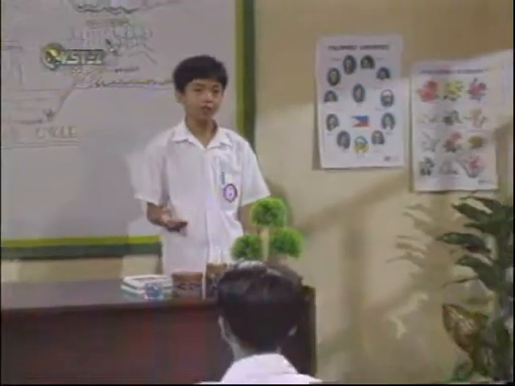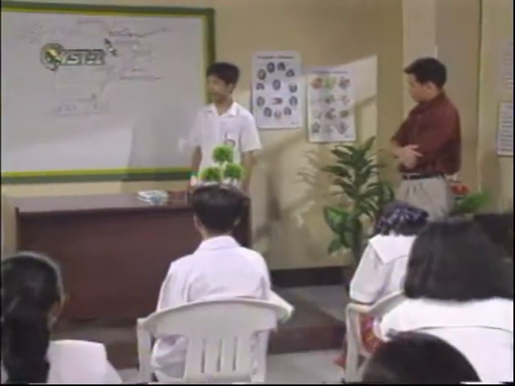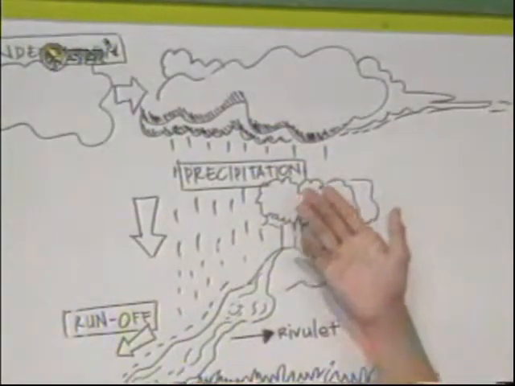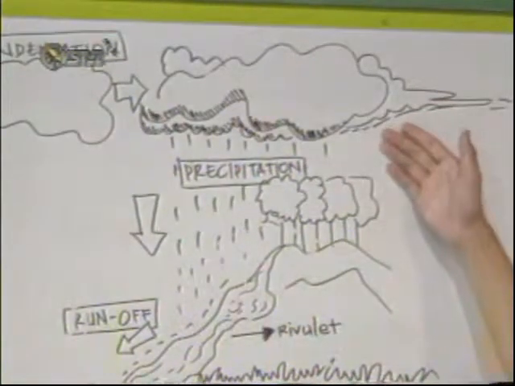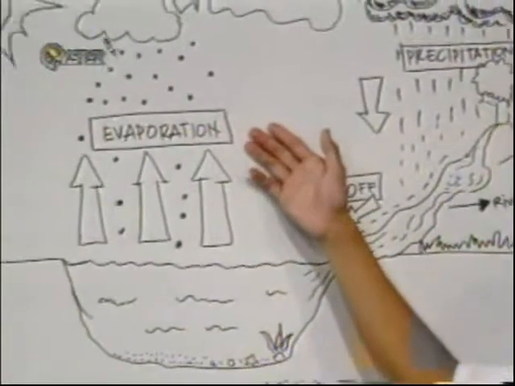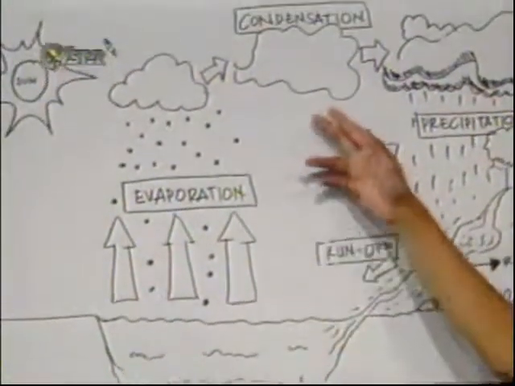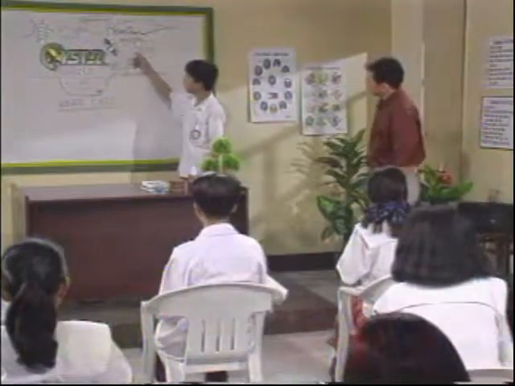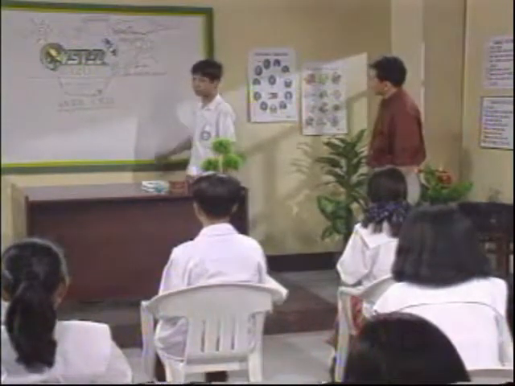Precipitation and evaporation are 2 processes involved in the water cycle. Precipitation is the movement of the water from the atmosphere to the earth, while evaporation is the movement of the water from the earth to the atmosphere. Runoff water from the rainfall travels through rivulets.